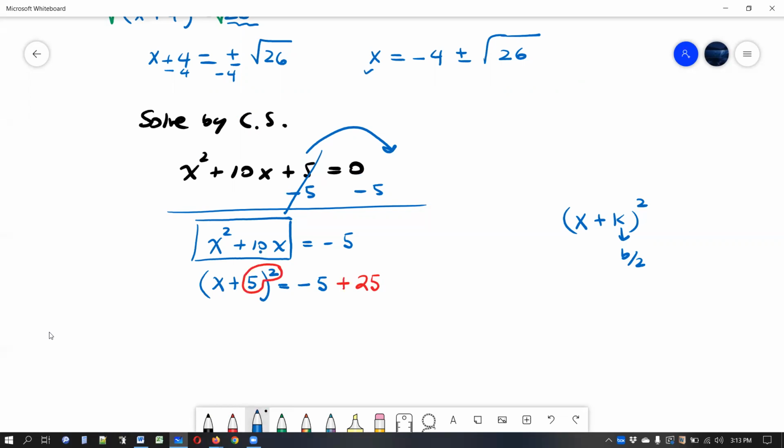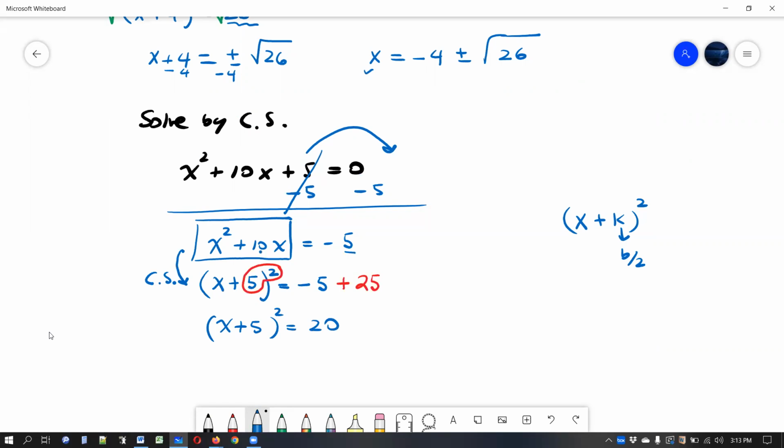Okay, so we converted x squared plus 10x. This is the complete the square process. Variable x, same sign. Half of this, squared, equals whatever number is here, plus the adjustment, which is this number squared. So (x plus 5) squared equals 25 minus 5, which is 20.